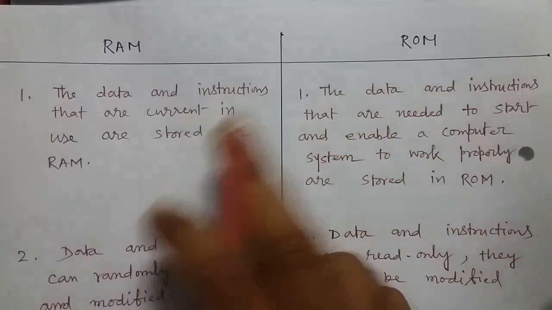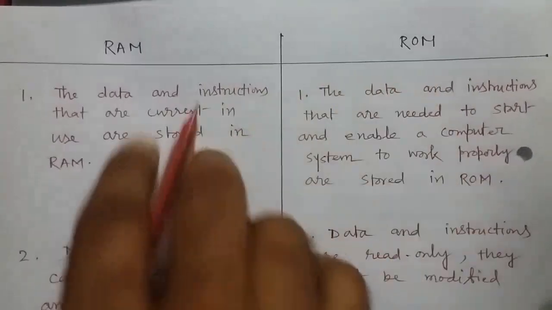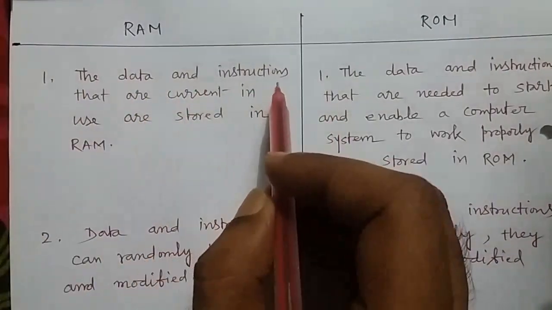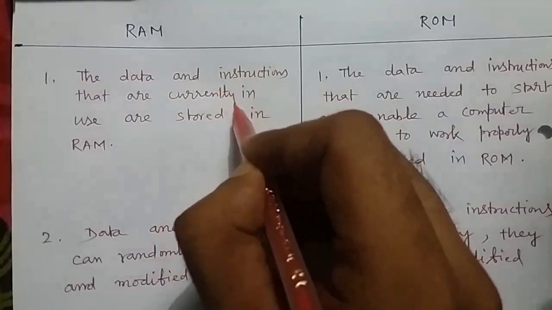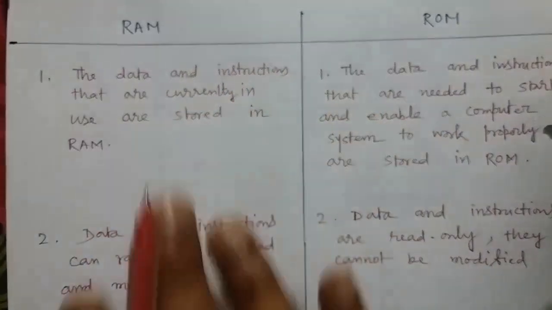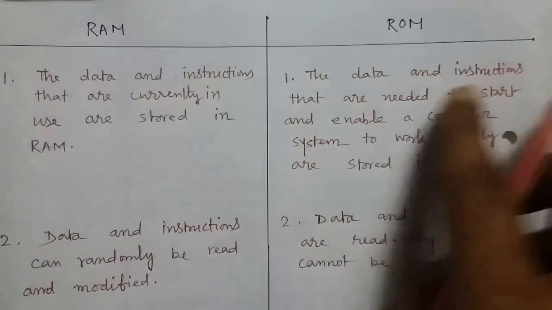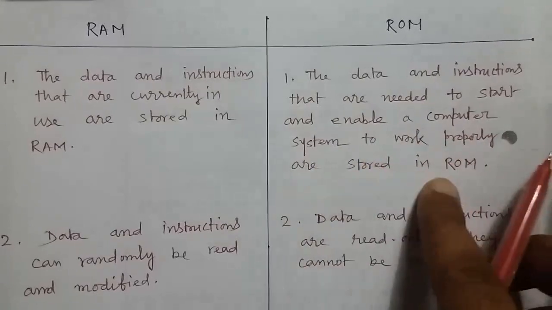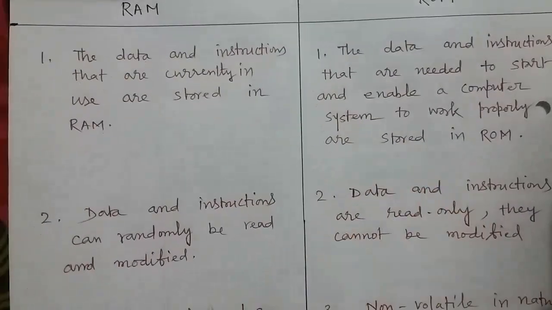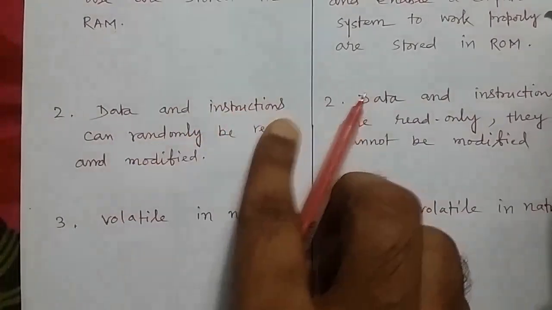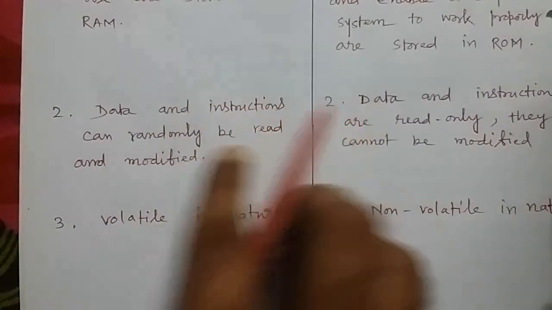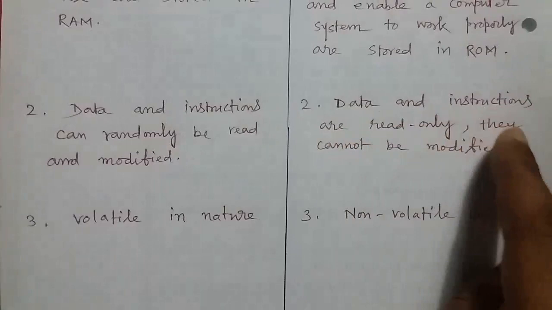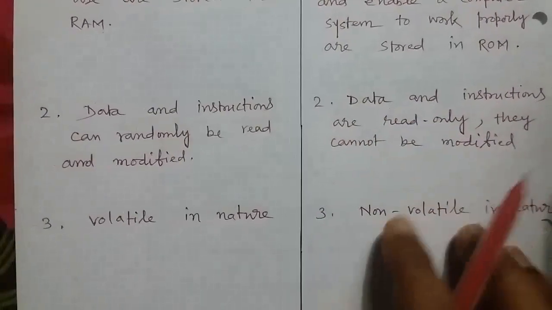So as I have explained RAM and ROM in detail, so it will be easier for you to differentiate between RAM and ROM. So you can see the first point. The first point is the data and instructions that are currently in use are stored in RAM. You already know that. And here the data and instructions that are needed to start and enable a computer system to work properly are stored in ROM. Next, data and instructions can randomly be read and modified. Okay, and in case of ROM, data and instructions are read only. They cannot be modified.